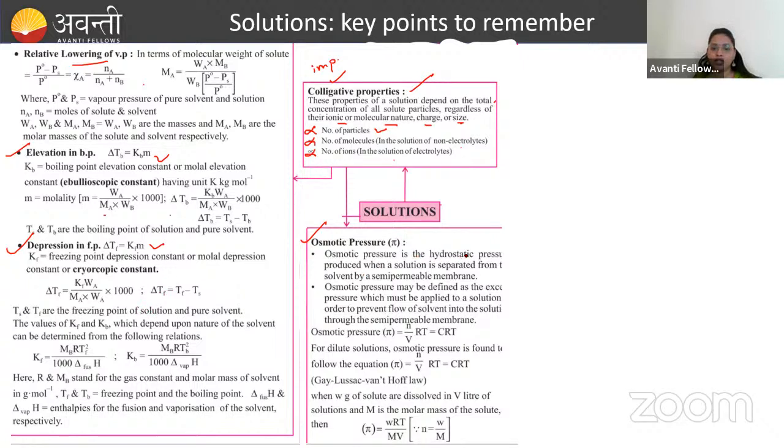Next, osmotic pressure is a hydrostatic pressure produced when a solution is separated from the solvent by a semi-permeable membrane. You know osmotic pressure. What is that? Pi is equal to CRT. What is C? C is the concentration. Pi is equal to CRT, and by using this equation, we can easily find out the pi value, that is osmotic pressure. Any doubt in this?